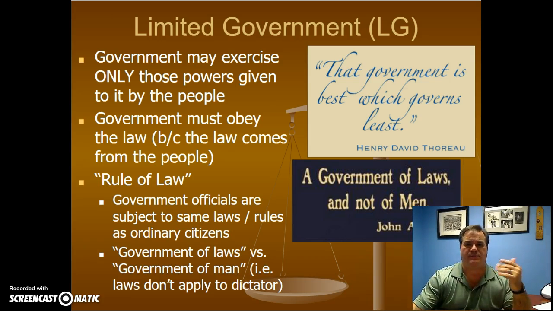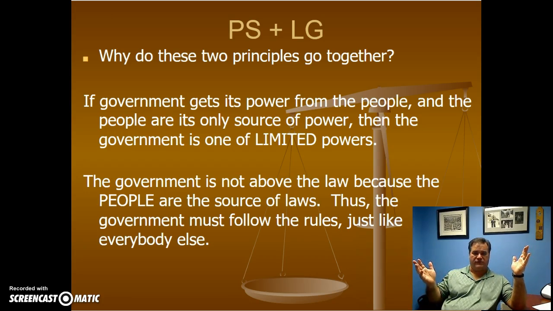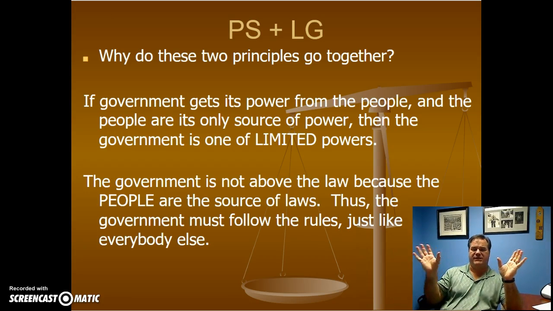So, putting these two ideas together, if government gets its power from the people, popular sovereignty, and the people are the only source of power for the government, then the government is one of limited power. Now, if the government is not above the law, because the people are the source of laws, then the government has to follow all the rules, the rule of law, just like everybody else. So popular sovereignty and limited government, they go together, okay?